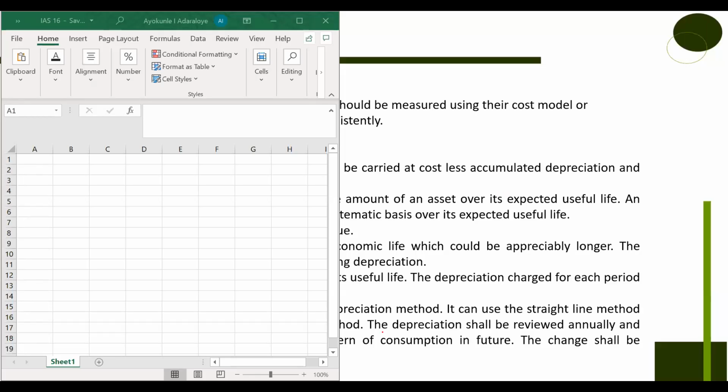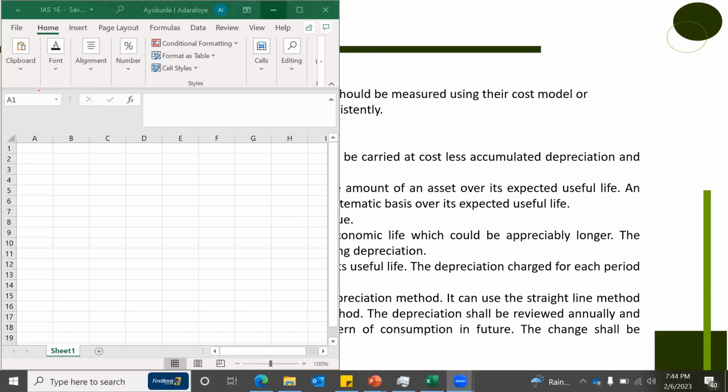You can't see my screen? Yes. Why did it stop sharing? Oh, thank you for raising that. Okay, I can see now. Okay, so let me take that part again.